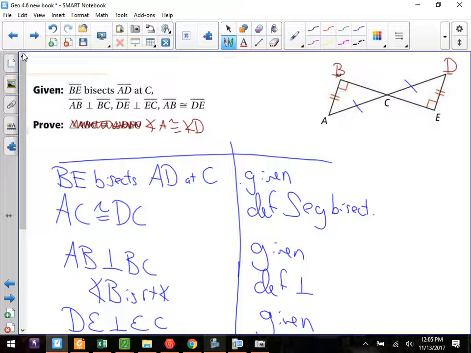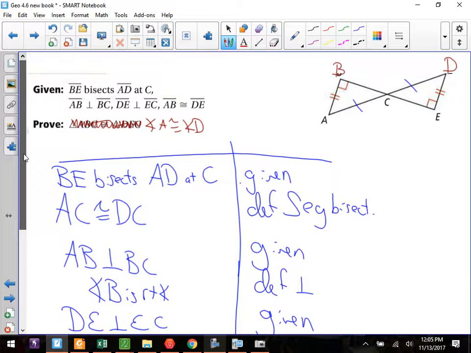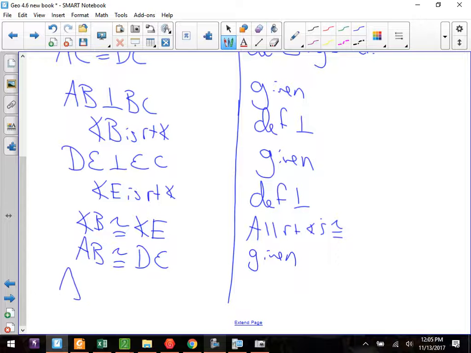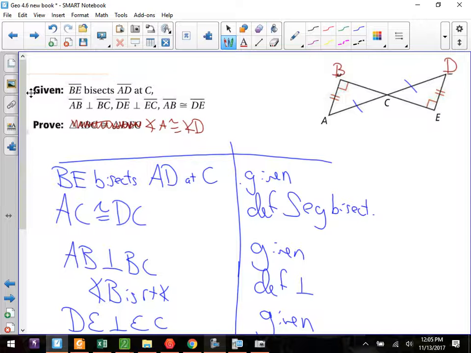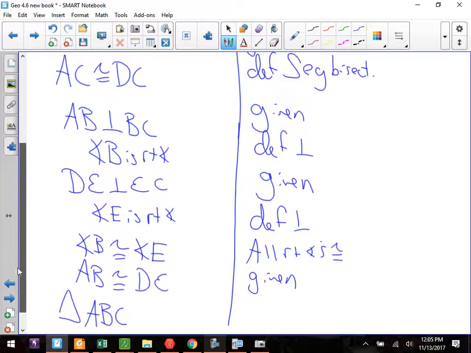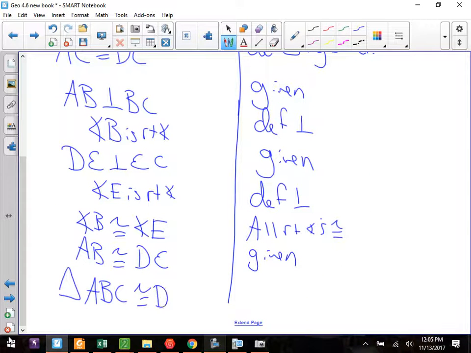So let's see, we have triangle ABC. If I say ABC, what do the other letters have to match up to be? Yeah, DEC. And once you have congruent triangles, what can you say about all their corresponding parts? And I think I wrote A and D, correct? Yeah.